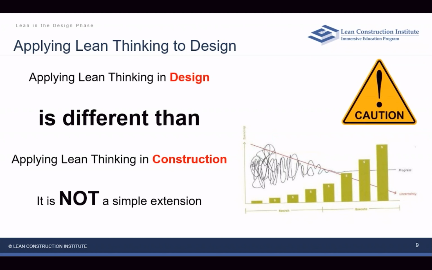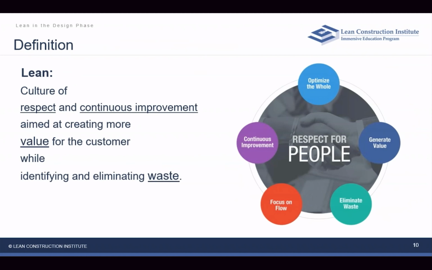Basically when we take lean manufacturing and we apply it to construction, we often find that there's subtle differences. And similarly, when we take lean construction methods and we just apply it upstream to the design. So this is why we're here today, and we're going to talk about this. So let's start with a definition.